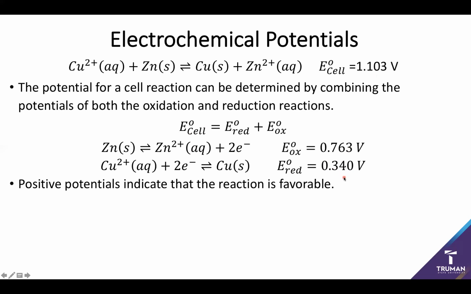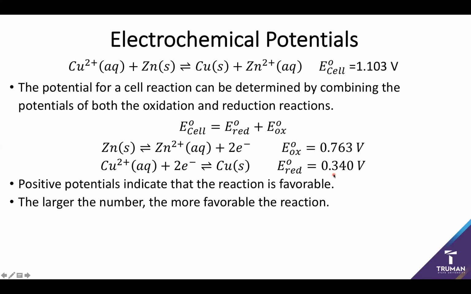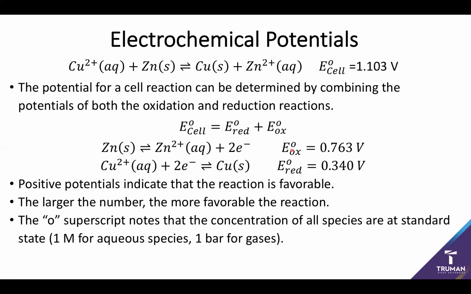But what we end up having is, by looking at our potentials, we can see that all three of these reactions are very favorable as written. Larger the number, more favorable. However, one of the things I want you to make note of is all three of these potentials has a 0 as a superscript. This 0 is called a not.